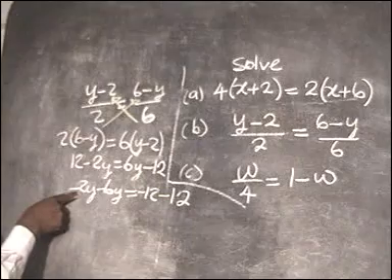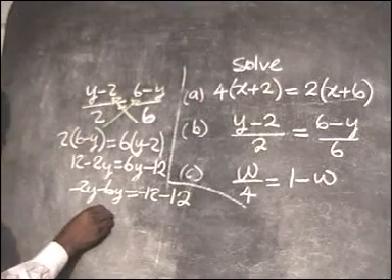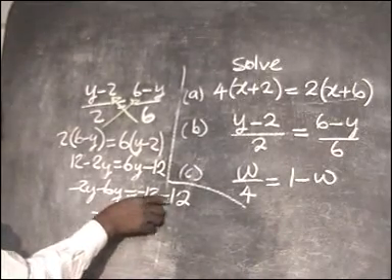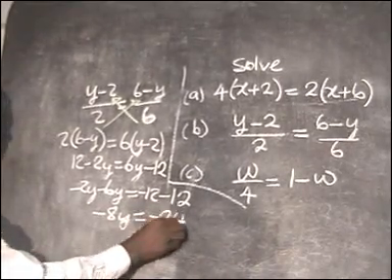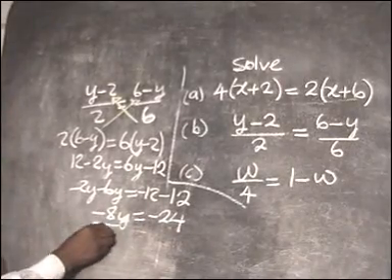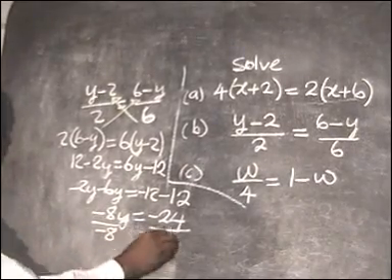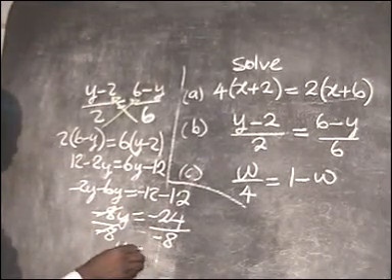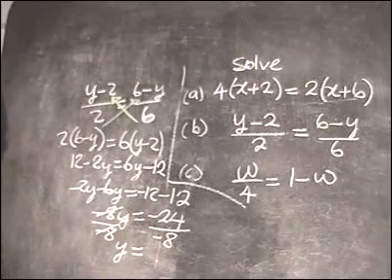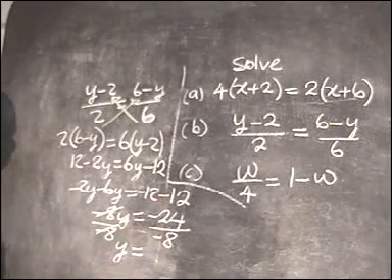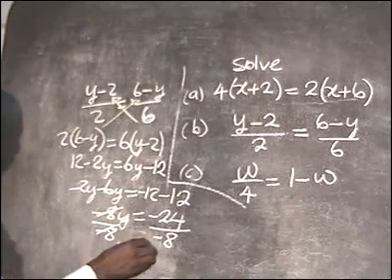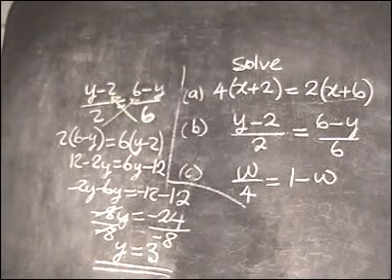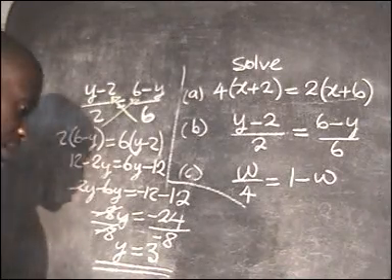So negative 2y and negative 6y, you get negative 8y. And negative 12 and negative 12, you get negative 24. Then you divide by negative 8 on this side and negative 8 on that side. So negative 8 and negative 8 cancel, and y equals negative divided by negative, which is positive. Negative 24 divided by negative 8 gives a positive 3, because 8 goes into 24 three times. I'm sure you've seen how this can be handled.